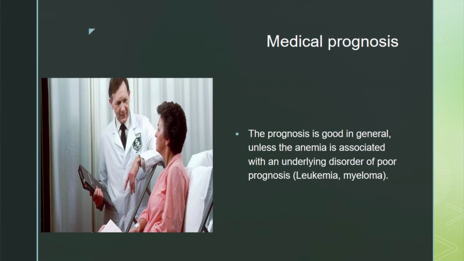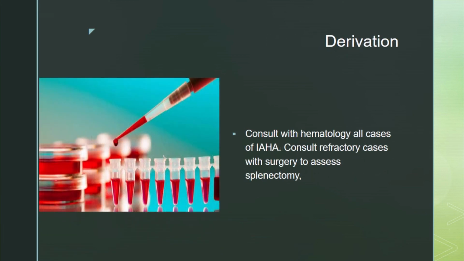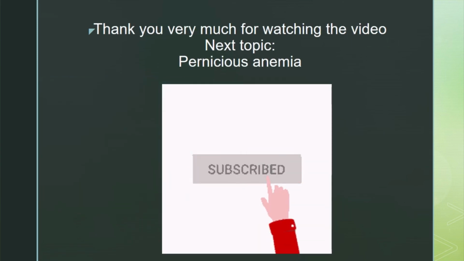Prognosis. The prognosis in general is good, unless anemia is severe, or there is an underlying disorder with a poor prognosis such as leukemia or myeloma. Referral. Consult with hematology all cases of autoimmune hemolytic anemia and consult with surgery in refractory cases to evaluate a splenectomy.